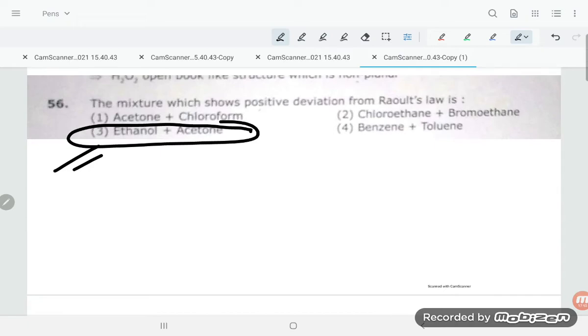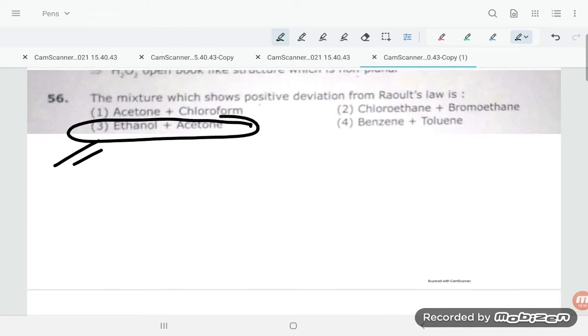Pure ethanol possesses hydrogen bonding. Adding acetone, what will happen? The acetone causes breaking of some hydrogen bonds. This causes an increase in the vapor pressure. So that is what is happening, student, positive deviation. Now let us move on, student.